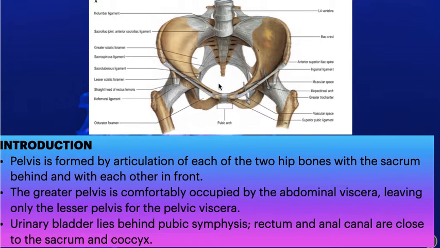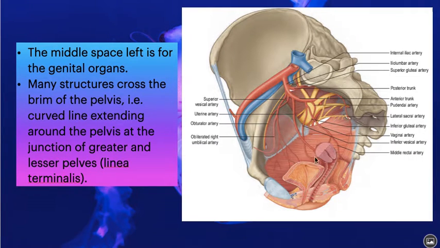The greater pelvis is comfortably occupied by the abdominal viscera, leaving only the lesser pelvis for the pelvic viscera. The urinary bladder lies behind the pubic symphysis. The rectum and the anal canal are close to the sacrum and the coccyx. The middle space is left for the genital organs.